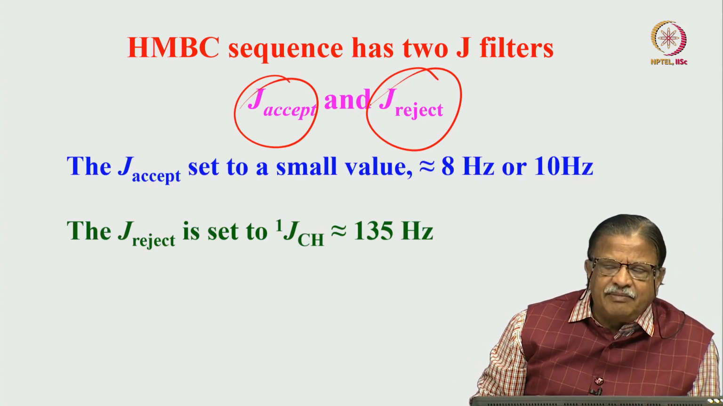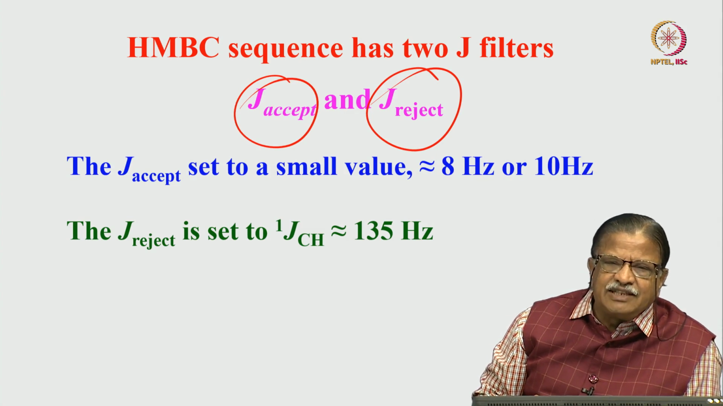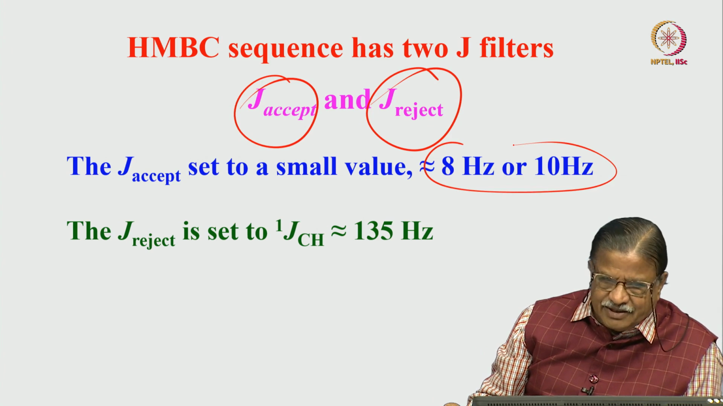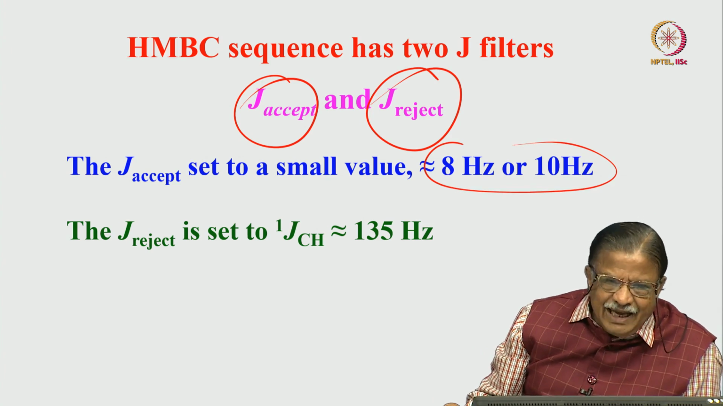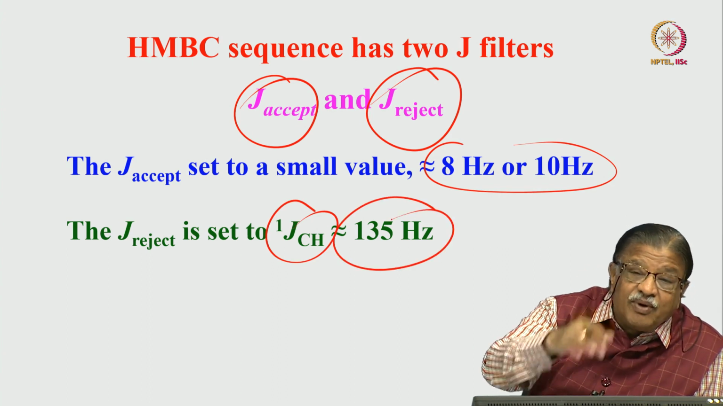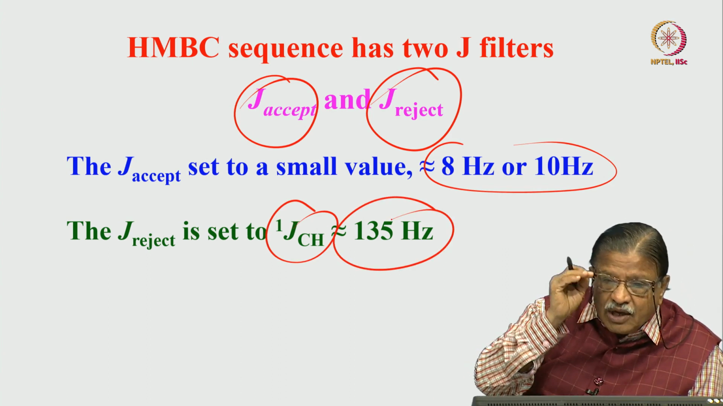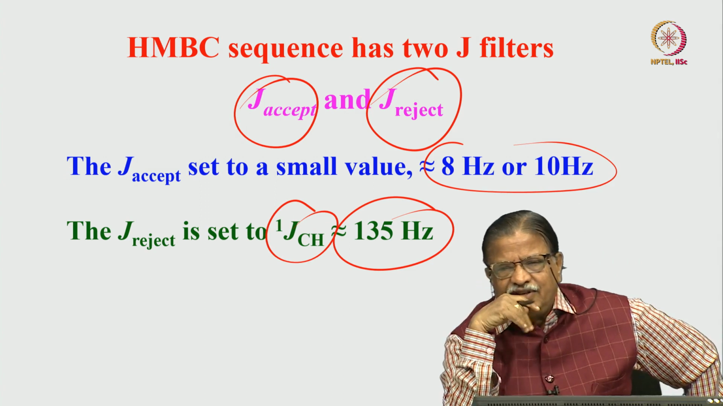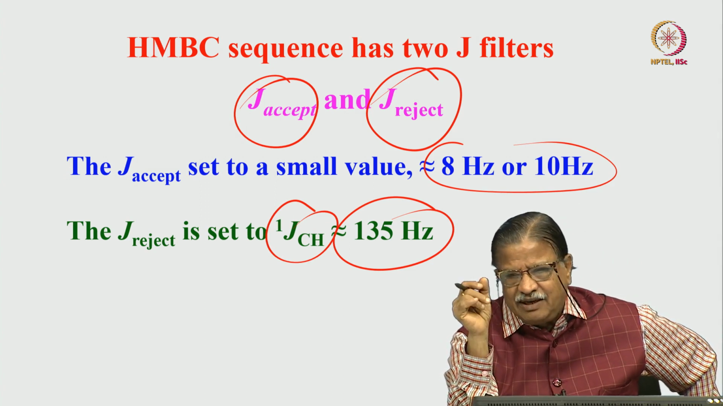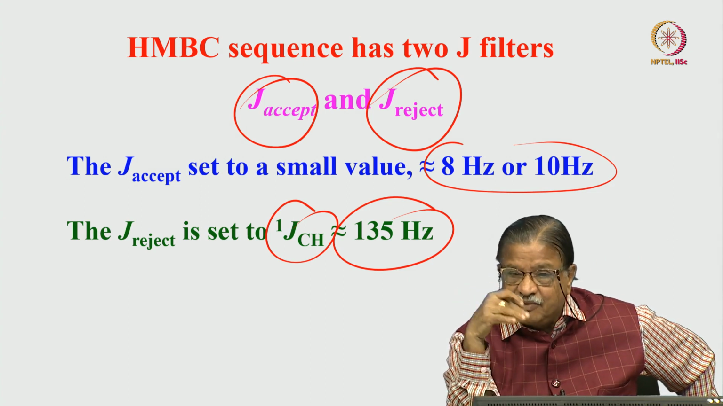What is that J accept? J accept is set to a very small value, 8 to 10 hertz. This is what we want to detect, long range correlation. J reject is set to the one bond CH coupling. This is what we want to reject, stop it. Don't allow it. If you know physics, you would have understood low pass filter and reject filter. Something will be allowed, something will be stopped.